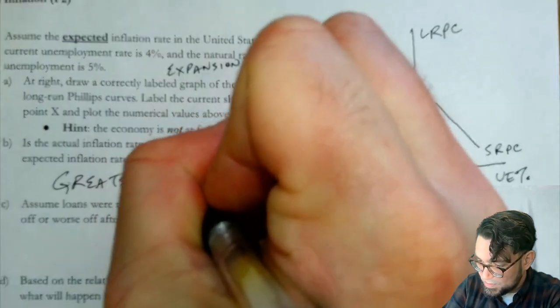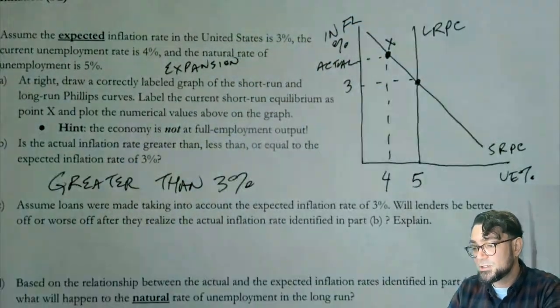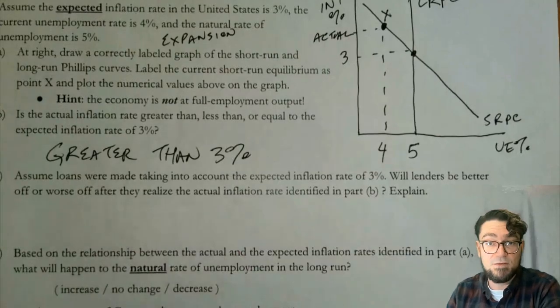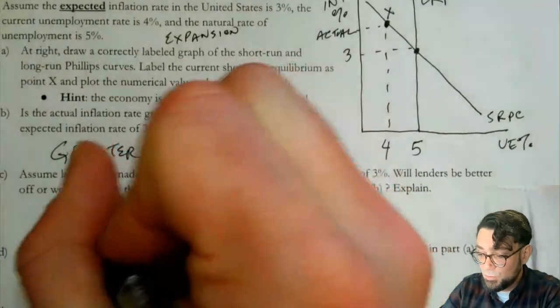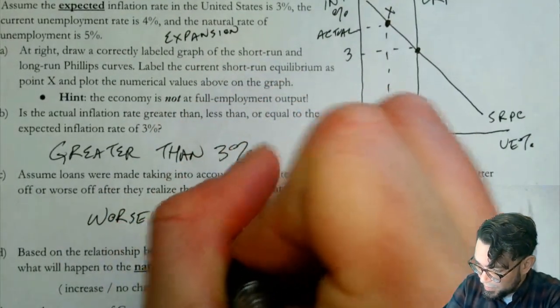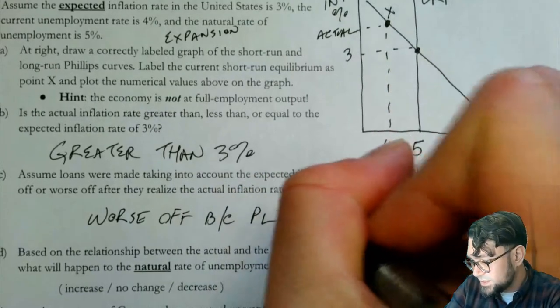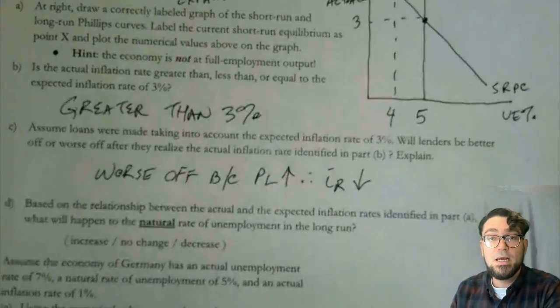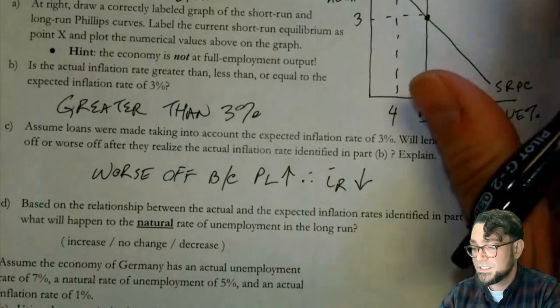than 3%. And assume loans were made taking into account that expected inflation rate. Will the lenders be better off, worse off, or the same? They will be worse off because price levels increased. Therefore, we can say the real interest rate on their loans went down. So it really just shrunk the amount of real interest that they could earn.